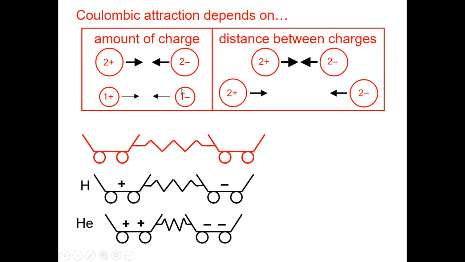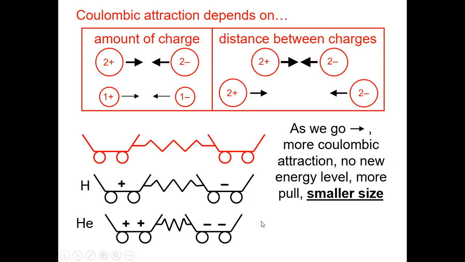We have a greater amount of charge. We still only have 1 energy level, so the distance has not changed, but the amount of charge has increased. So as we go across, we have more Coulombic attraction, but no new energy levels. Remember, hydrogen and helium both have 1 energy level, but helium has double the protons, double the electrons. So we have smaller size going across, no new energy levels, but more attraction because more protons, more electrons.